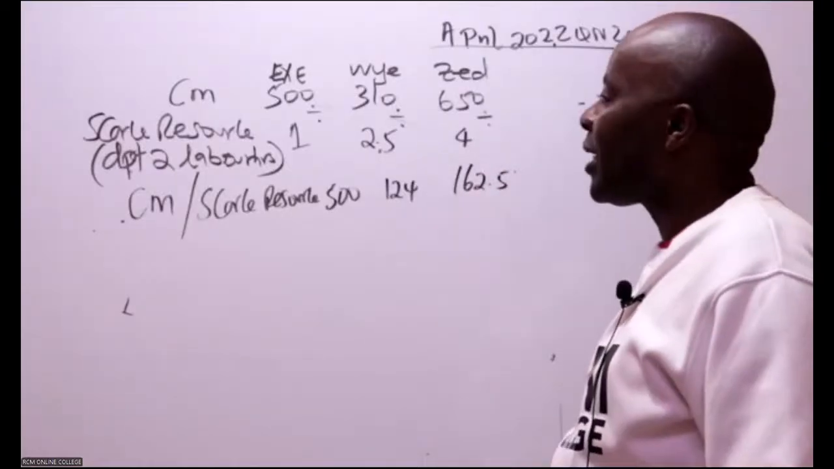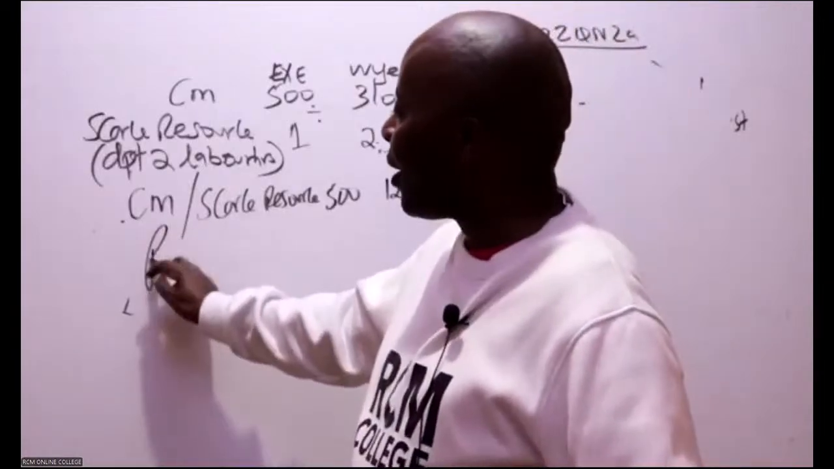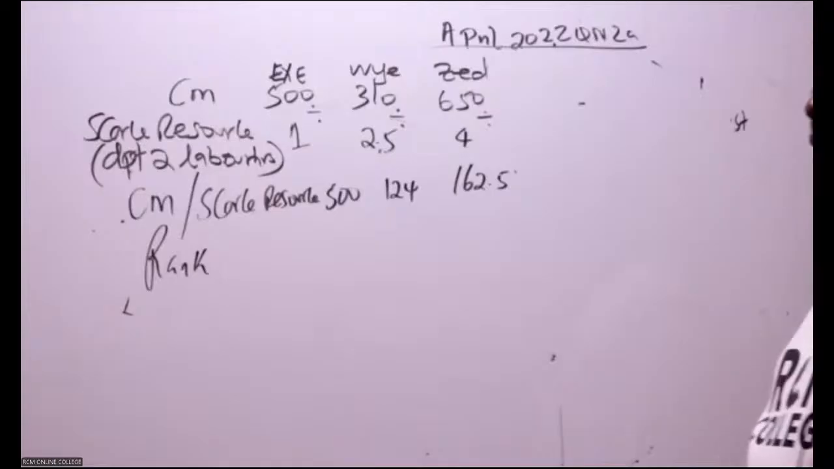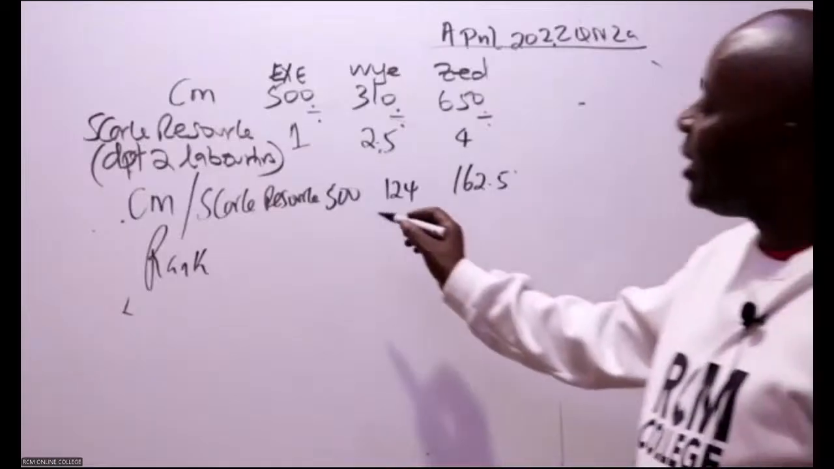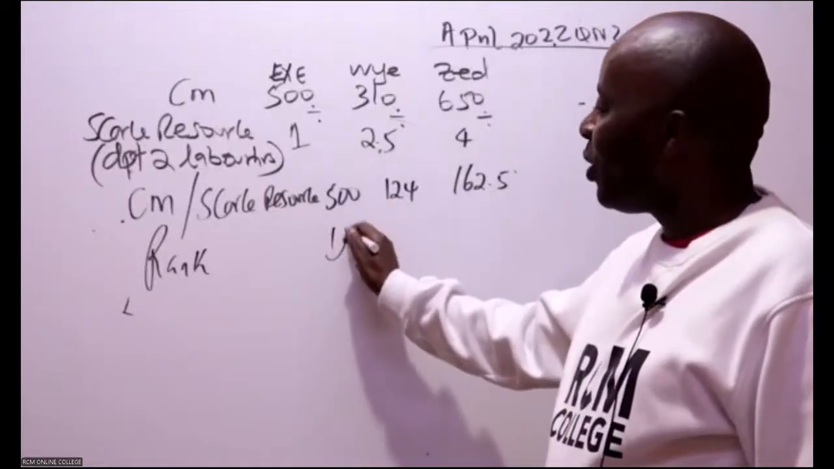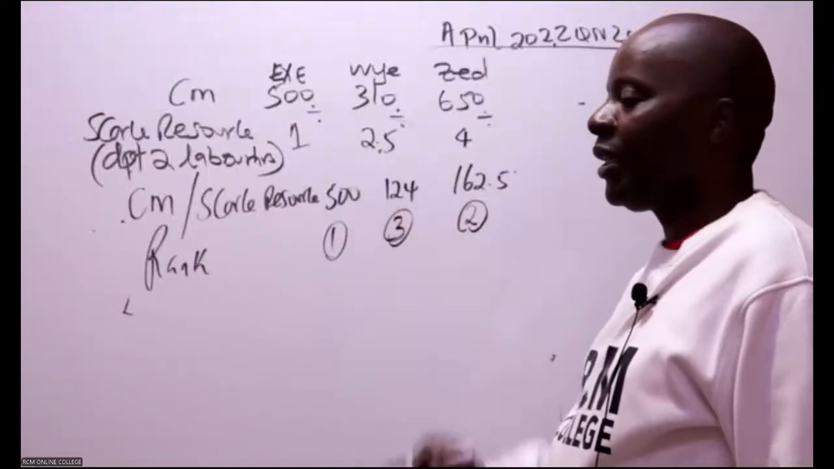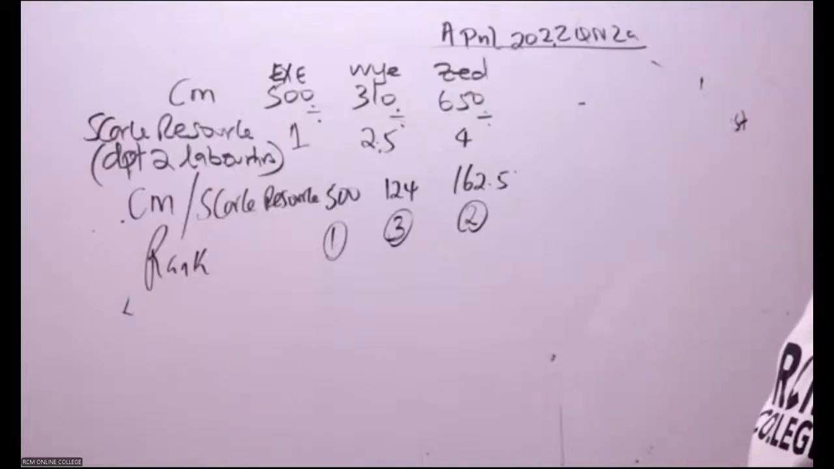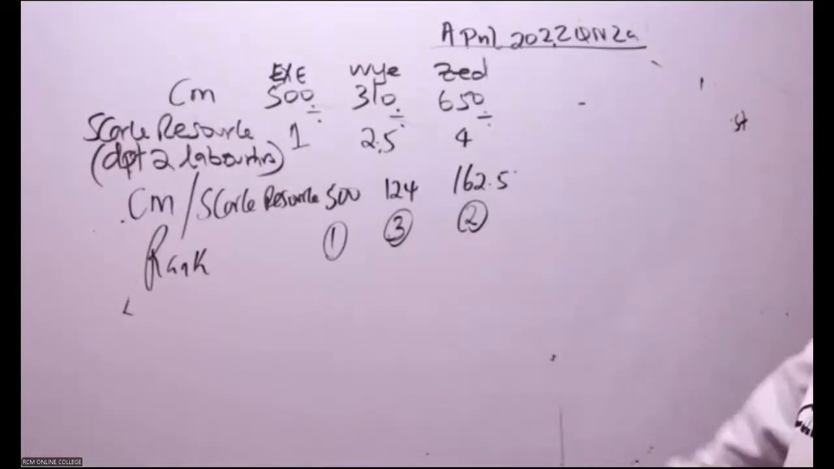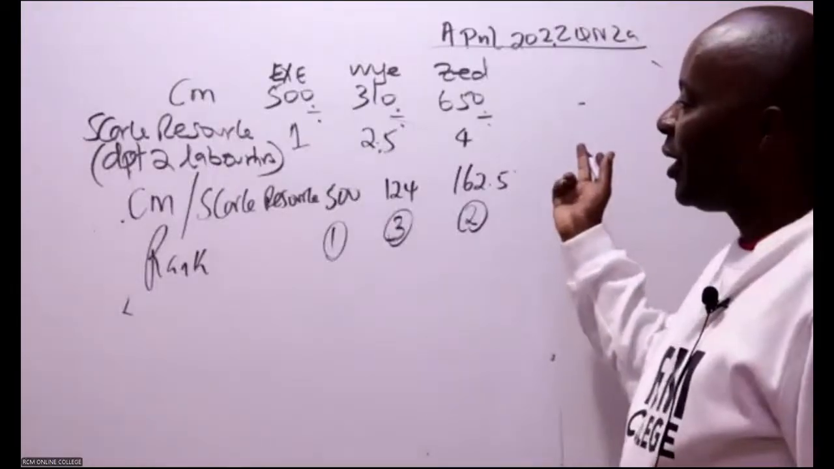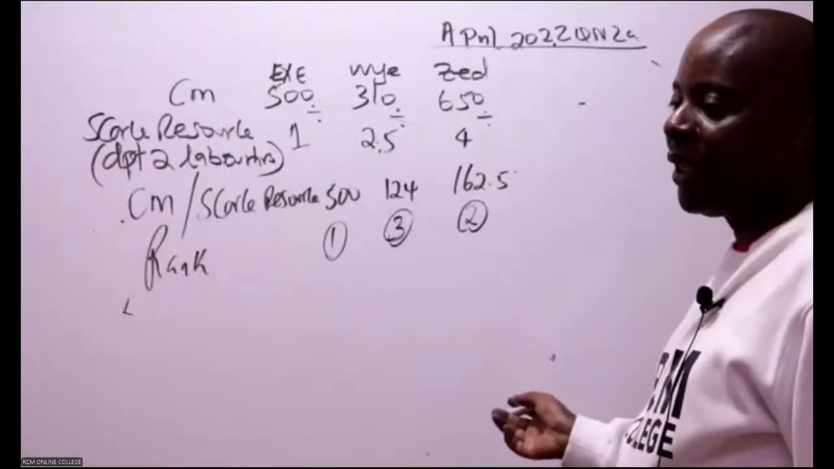Then second last thing, go ahead and rank. Remember, the higher, the better. Go ahead and rank. So which one takes up number 1 in terms of this quotient? This will be number 1, this will be number 2, this will be number 3. So number 1 will be this one with 500, followed by 162.5 which is higher, and then this takes up number 3.